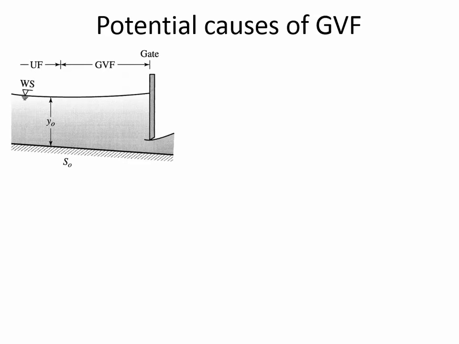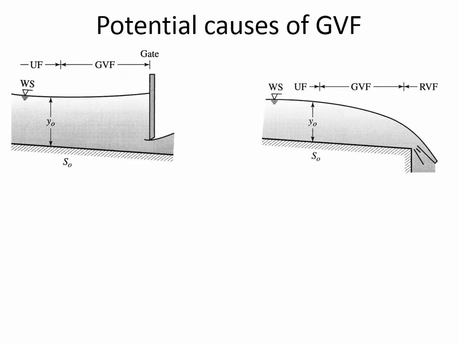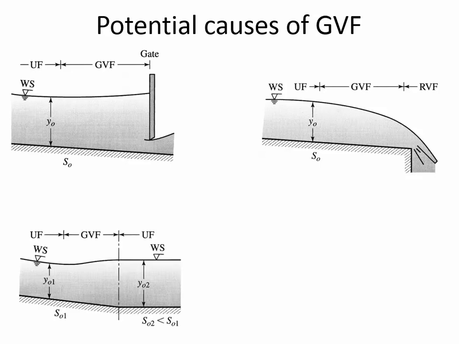The pooling doesn't continue infinitely upstream. There is a finite length that pooling will accumulate. So that's one potential cause of gradually varying flow. Here's another. You can see that there's a section where the water depth is decreasing as the flow approaches a drop-off. Here's another. I've shown you this figure before where we had two different slopes.